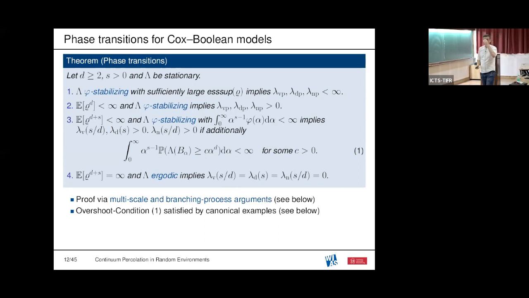Okay, so here's the first main theorem. I'm in at least two dimensions, look at a stationary environment, and I assume it's stabilizing. Then if my balls are allowed to be sufficiently large, I do see a supercritical regime. This is the statement here. On the other hand, if I'm not in the full coverage regime, so this is a non-trivial regime, under stabilization, I also have a subcritical regime. So really we see an interesting phenomenon here, a phase transition.